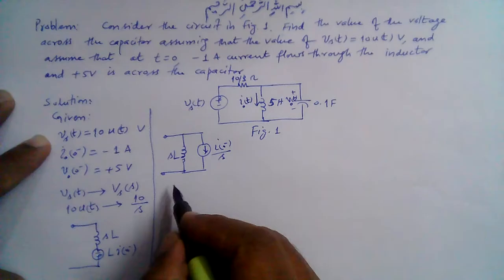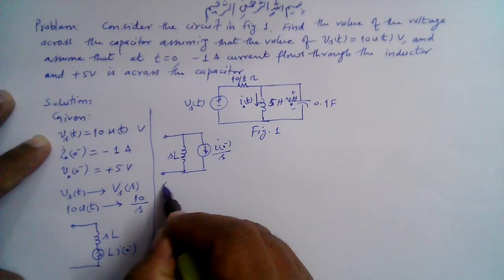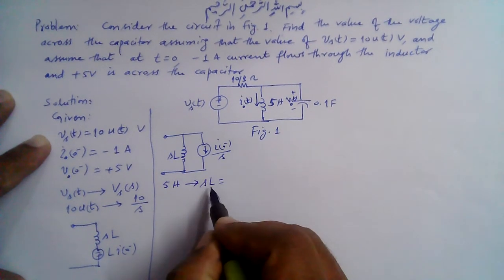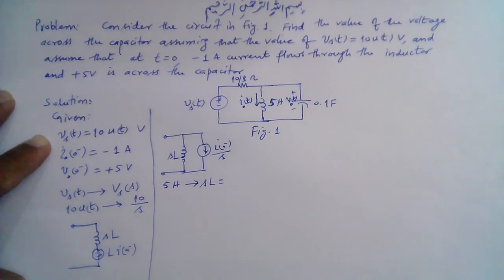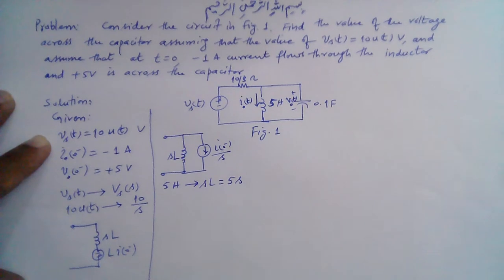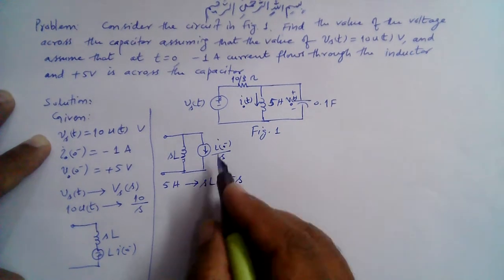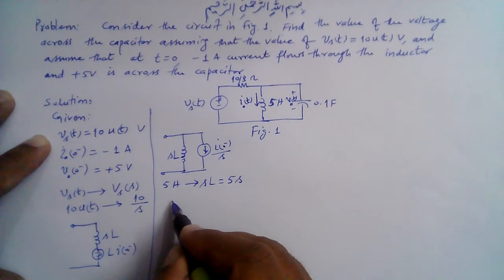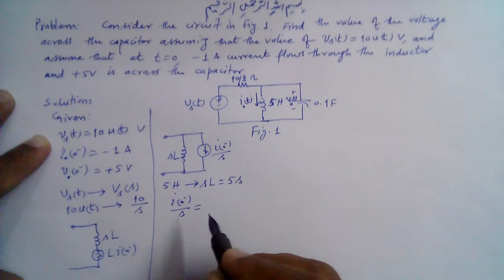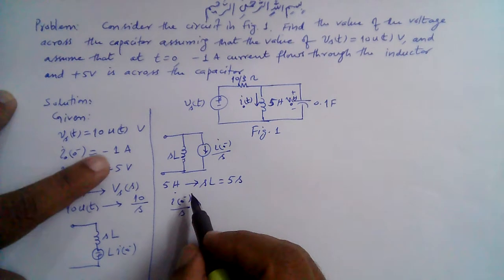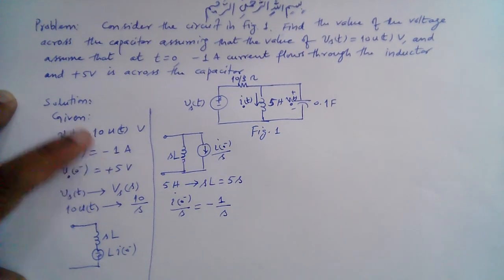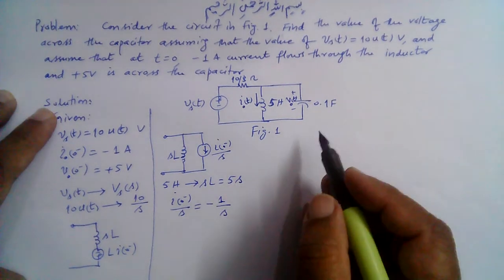So the inductor 5 Henry will become SL, which is equal to 5S, right? The value of L is 5, so 5S, and the current source will be I0 negative over S, and I0 negative is minus 1, so that will be minus 1 over S, right?